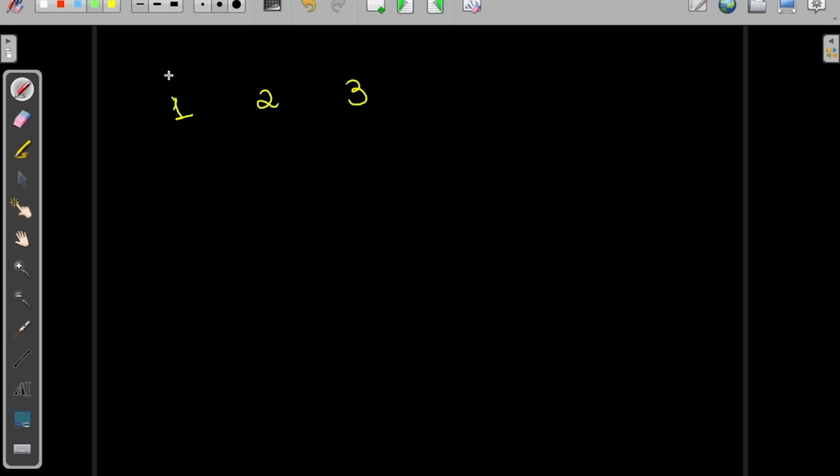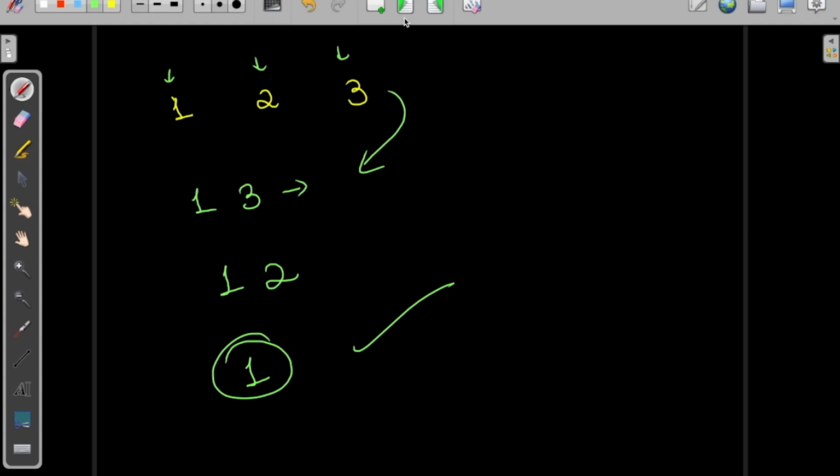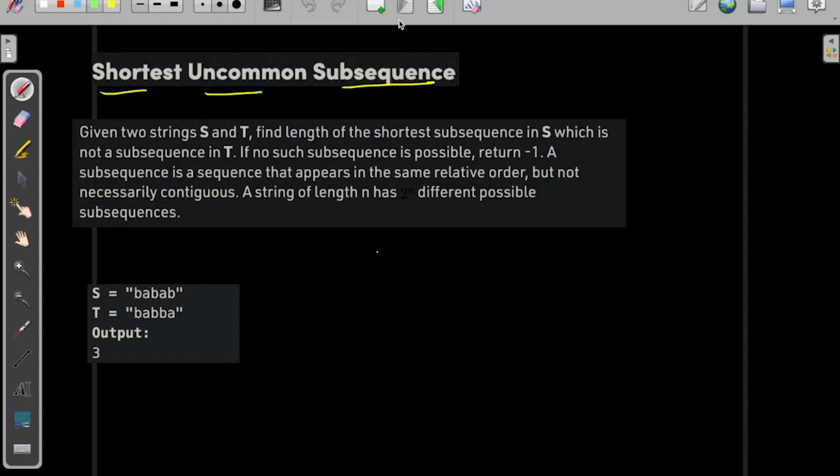Then even if we take some elements from it and we represent the elements in the same order as they are appearing, like we are taking 1, then we ignore this 2, and then we take this 3. This would be a subsequence of this given array. If we take 1, 2, then this is also a valid subsequence, and even if we take only one element, then this is also a valid subsequence. Now let us move forward to this problem.